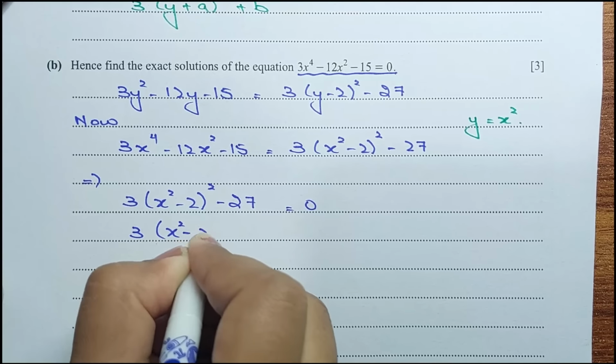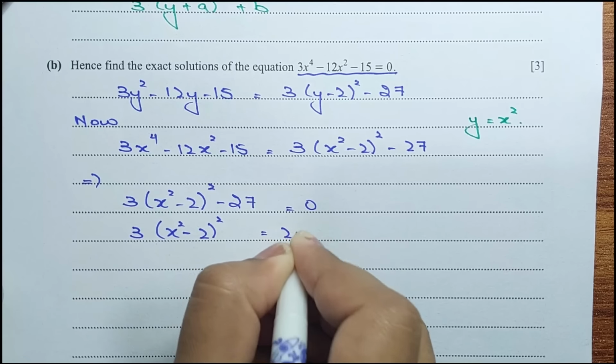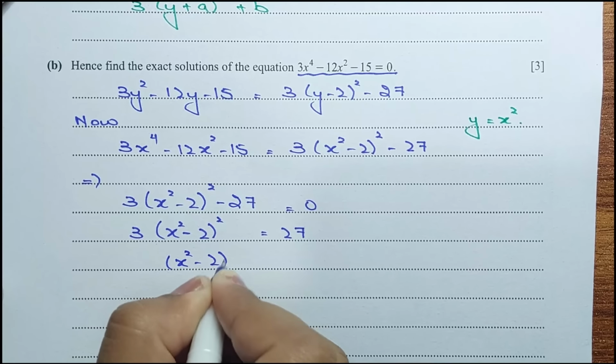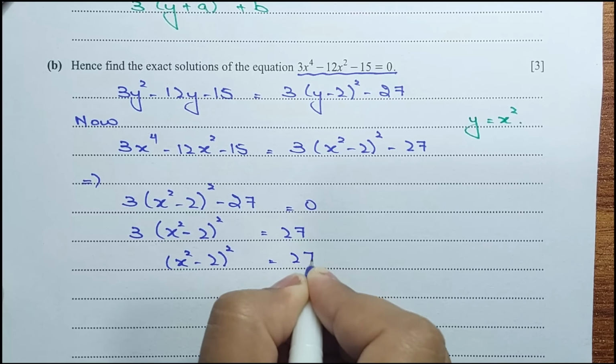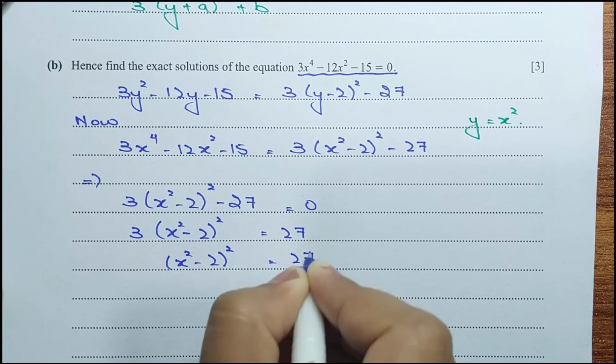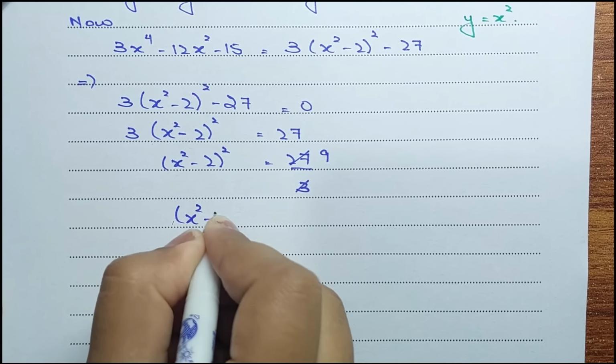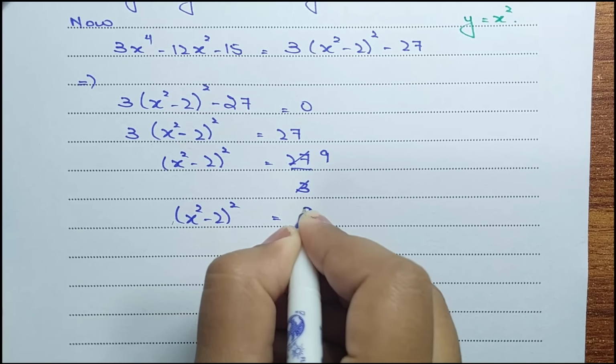So 3(x² − 2)² equals 27. Dividing both sides by 3, (x² − 2)² equals 27 out of 3. 3 times 9 is 27. So we have (x² − 2)² equals 9.